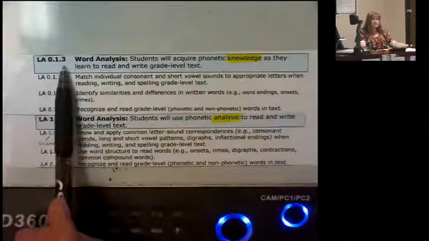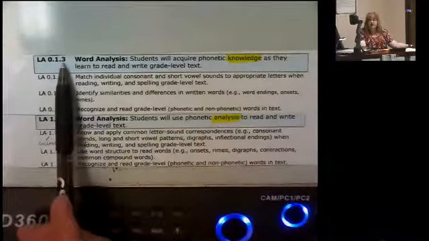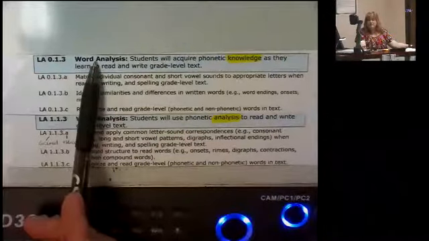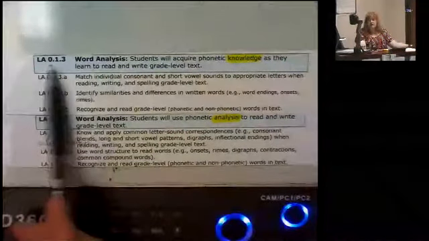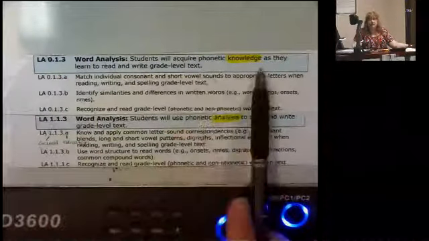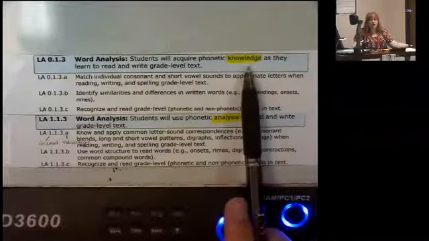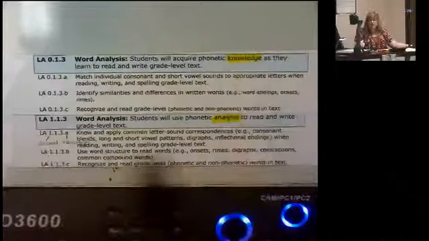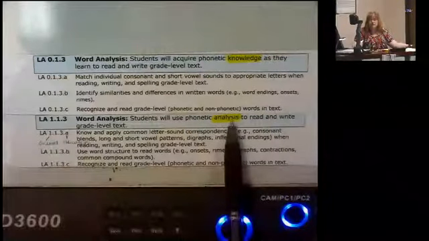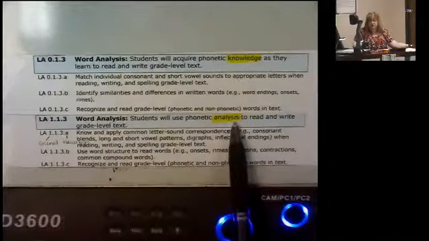Number 3 tells us by what grade level we need to have this mastered, because starting at 3rd grade, word analysis will ask for something different. So let's look at this standard. For the kindergarten word analysis skill, it says students will acquire phonemic knowledge as they learn to read and write grade level text. So here at the kindergarten level, we're focusing on knowledge. At the language arts standard for first graders, we're working on analysis. So they've moved up. They're asking the kids to analyze the skills that they have from kindergarten.